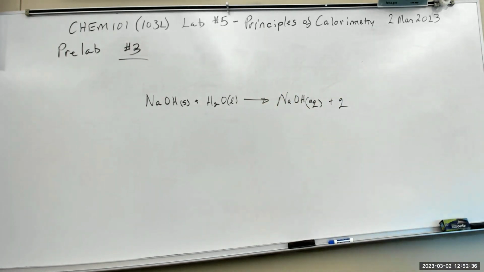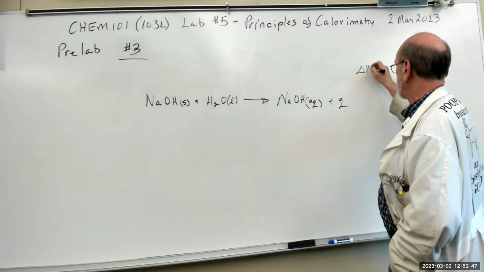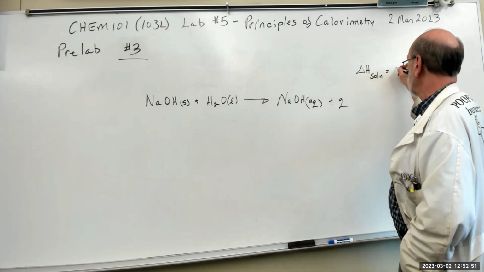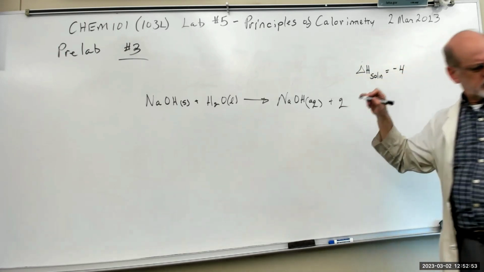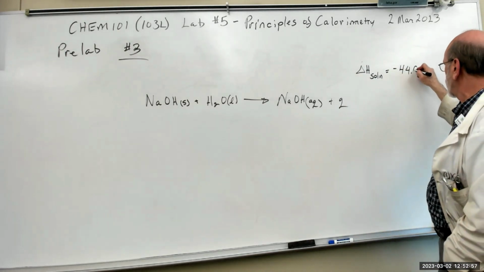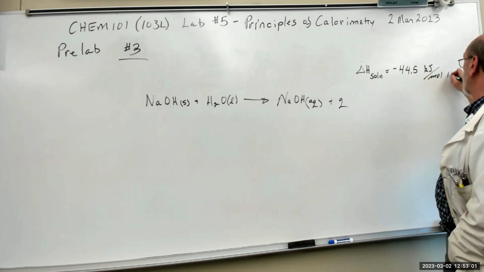Okay, and it's given to us here as minus 44.5 kilojoules per mole. So the enthalpy of solution equals minus 44.5 kilojoules per mole, and that's per mole of sodium hydroxide.